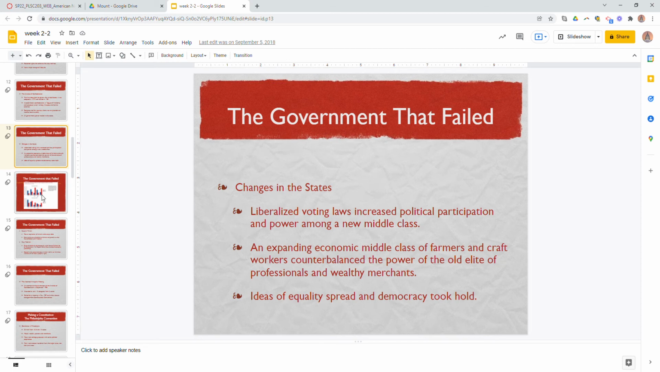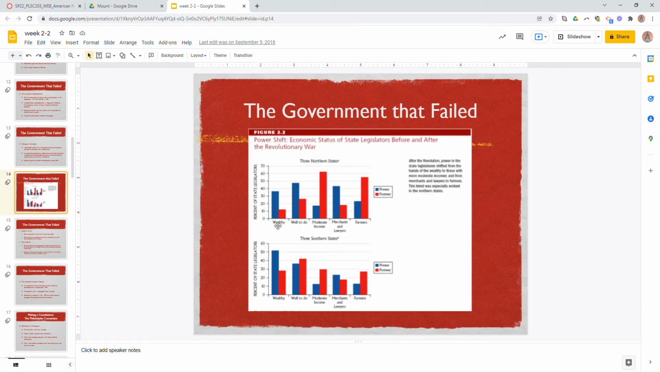Okay, so this little chart shows the difference that in the northern states, the pre-war colonial governments were mostly made of wealthy individuals. Okay, after the war, it was mostly made of people of moderate income. The same is true in the southern states, just to a lesser extent.